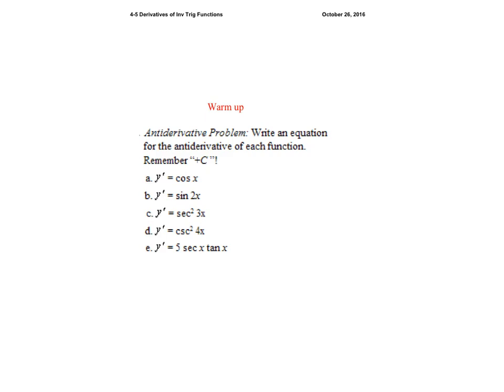Okay, we're gonna do a quick warm-up, and I would like you guys to do all of these. Write an equation for an antiderivative of each function. Remember, plus c. Give it a try.